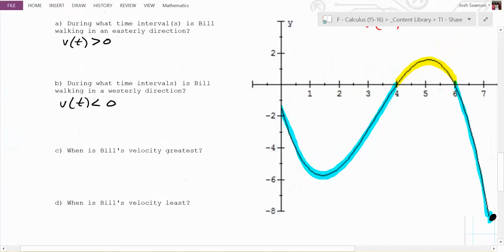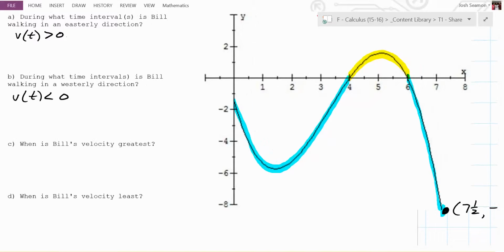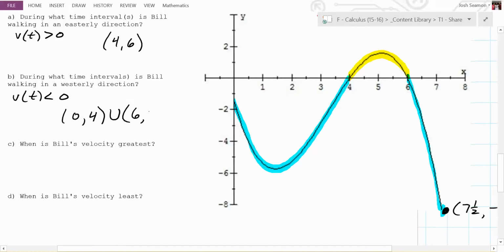Okay, so if we have this here, if you want to do this answer, you do them in interval notation. So what's the interval for positive? Say it again, Jen. 4 to what? 4 to 6. And what's it for negative? 0 to 4. Union with 6 to 7.5.